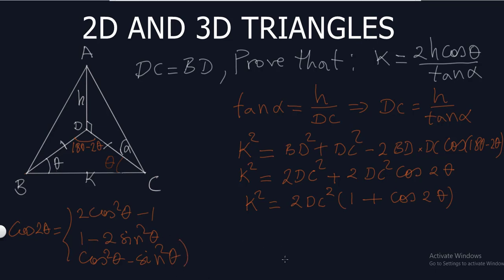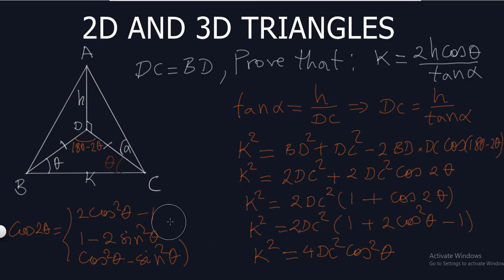You can sometimes pause the video, choose one, put it there, then continue to see if you can get the correct answer. So we are going to use the first one, 2 cos squared theta. We'll have 1 plus 2 cos squared theta minus 1, because the minus 1 will be cancelled. So 1 minus 1 will be 0. So we have k squared equal, what will remain here? 2 times 2 will be 4, and DC squared will be multiplied by cos squared theta.